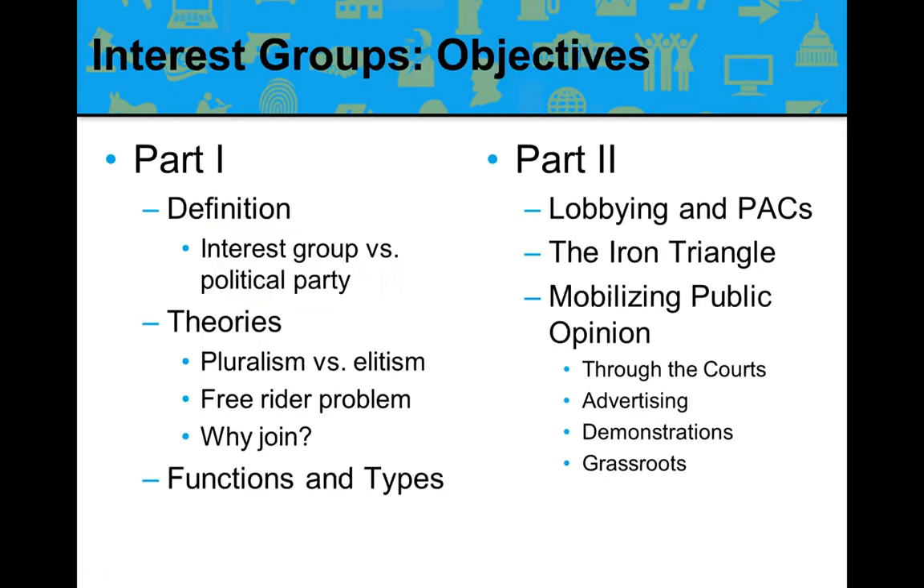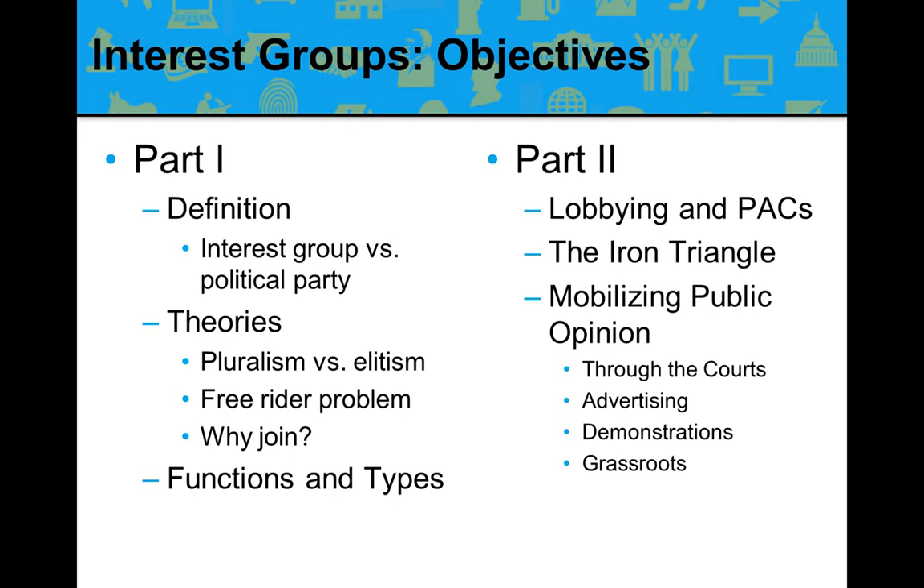All right, so we're going to have two lectures. One is on Part 1, the definition of what an interest group is and how you would differentiate that from a political party. Then we're going to talk a little bit about how theories of political science might help us understand how interest groups work. And then we'll talk about the different functions and types of interest groups that exist.